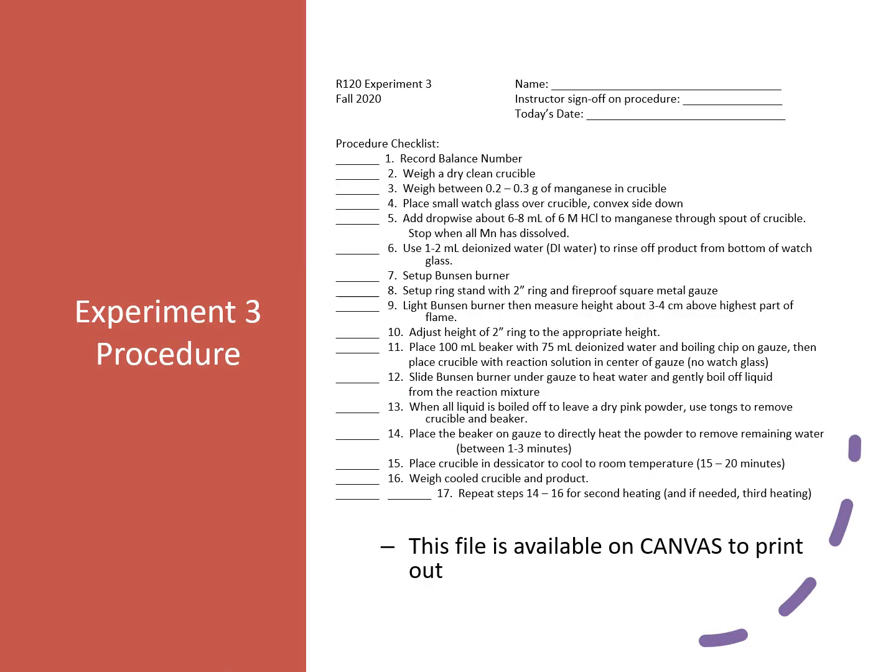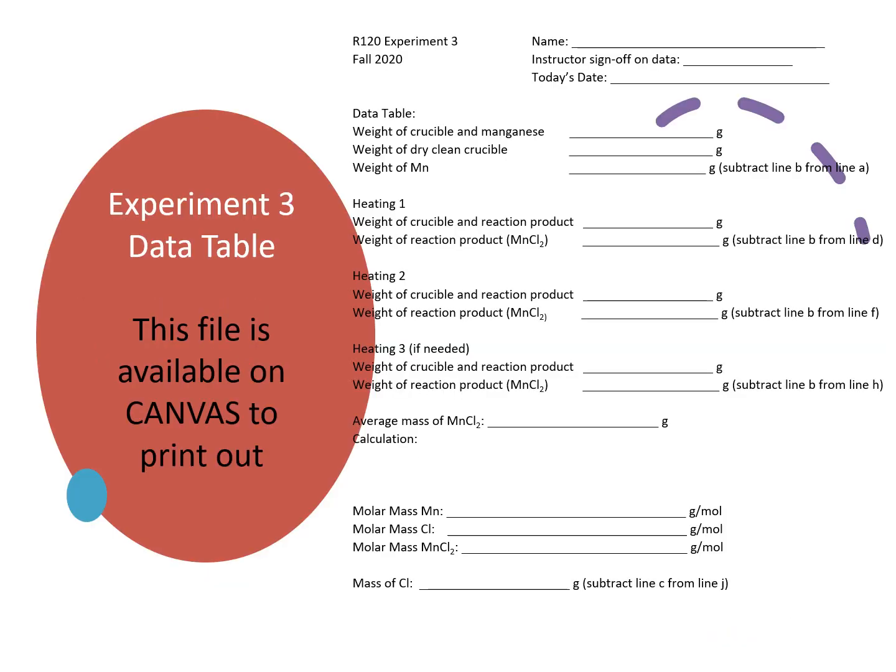So here, this file is on Canvas. This is your procedure. So I'll assign you your balance number, and then basically your crucible or evaporating dish is what you're going to be using to put in your manganese and to carry out your reaction. And we'll go through each of these steps. You'll also print out and bring to class. This is also available on Canvas.